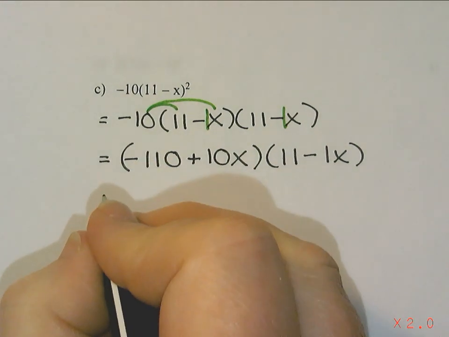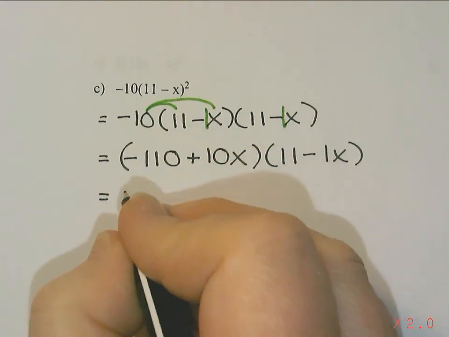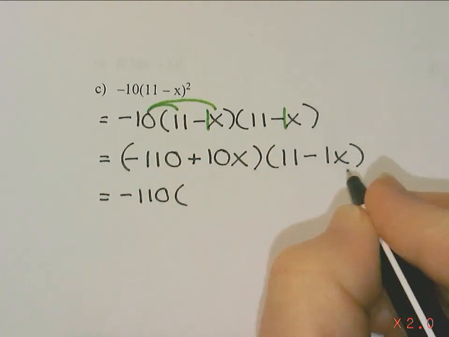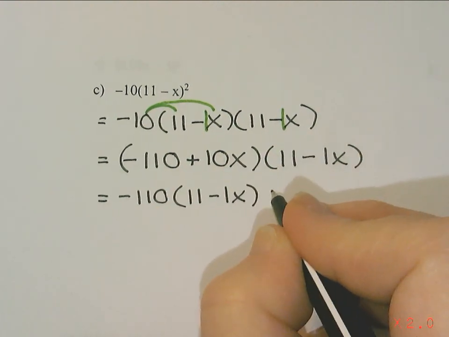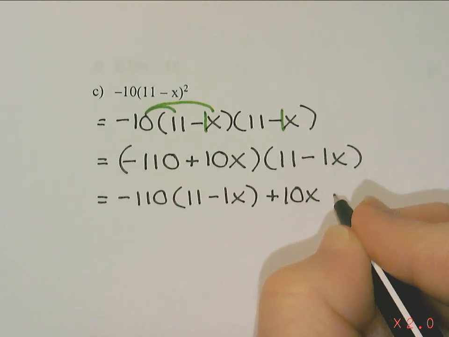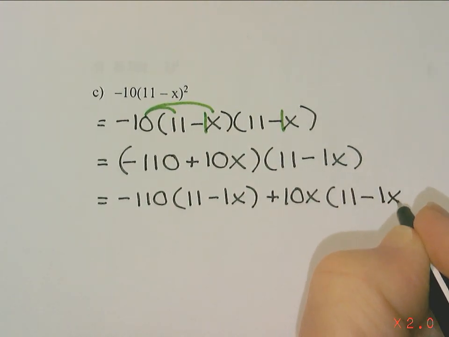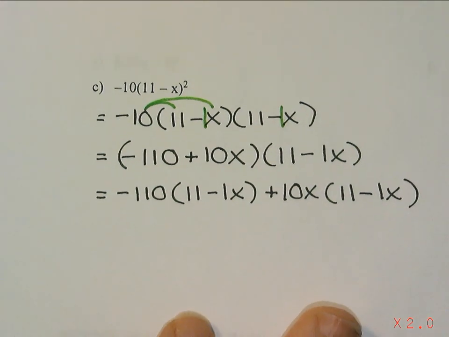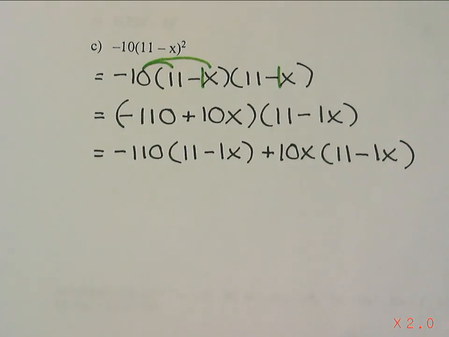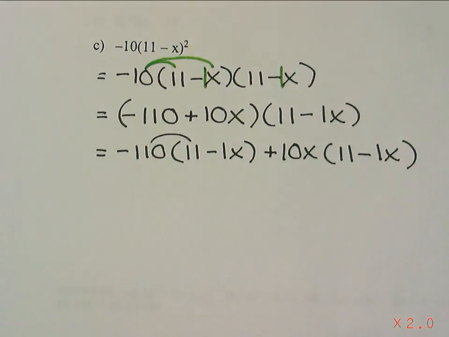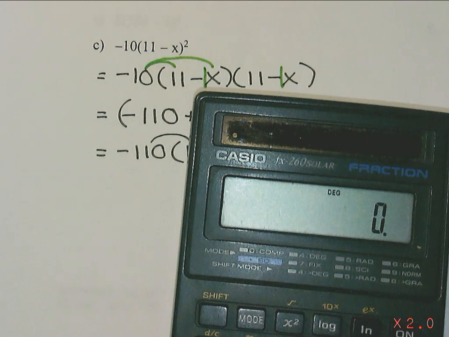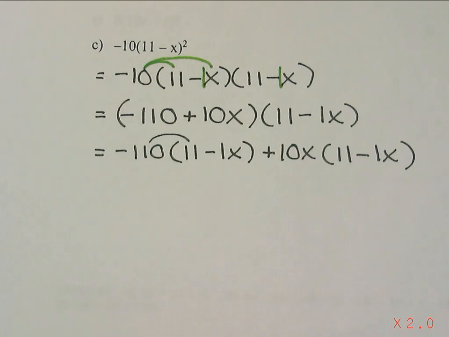All right, from here we're going to do what we always do. I'm going to take that negative 110 and multiply it by 11 minus 1x, and then take the plus 10x and multiply that by 11 minus 1x. Okay, so a negative 110 times 11. I'm thinking that's probably negative 1,210, but I'm going to check on my calculator. There it is, negative 1,210.